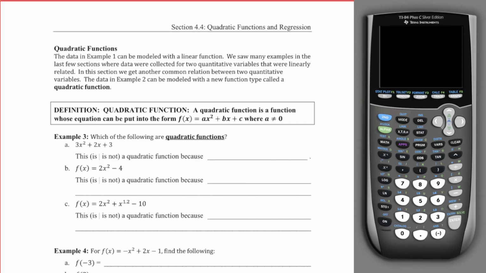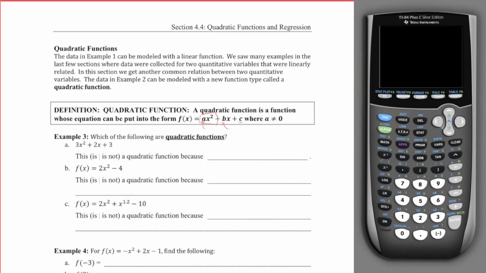The data in example 2 can be modeled with what's called a quadratic function. What's a quadratic function? A quadratic function is one whose equation can be put in the form a number times x squared plus another number times x plus a third number. And this first number, the number that's multiplied by x squared, can't be 0. So we have to have the x squared term.